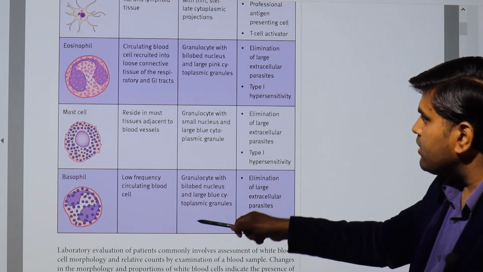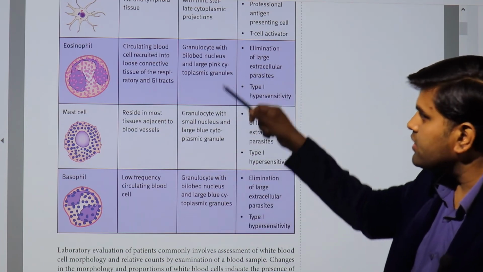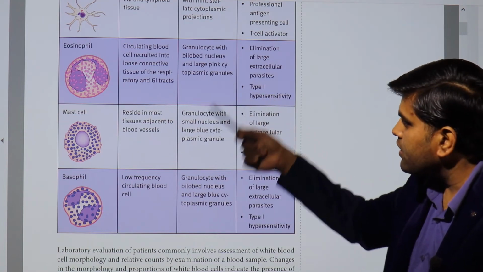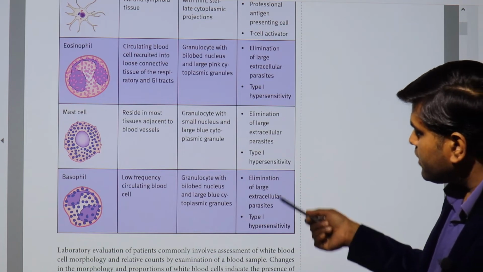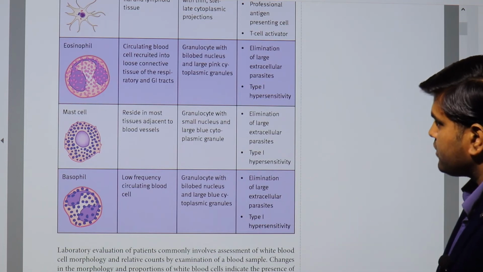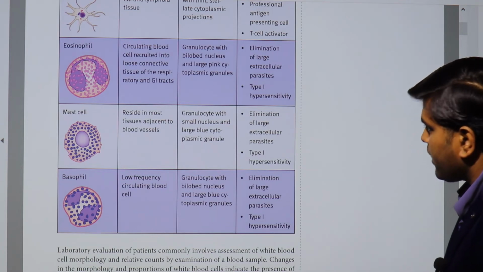Okay, so eosinophil and basophil both have a bilobed nucleus, both are similar in size. Eosinophils have cytoplasmic granules that are pink in color. Basophils have cytoplasmic granules that are blue in color. They are all responsible for the elimination of extracellular parasites and type 1 hypersensitivity.